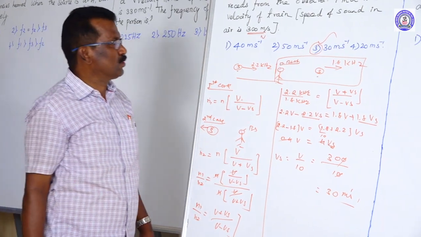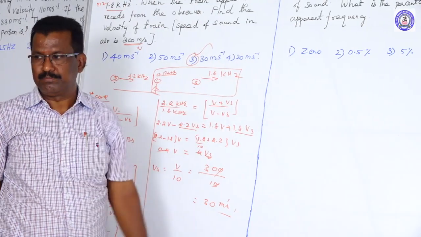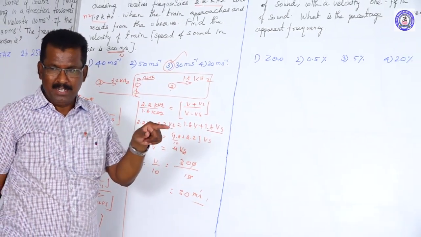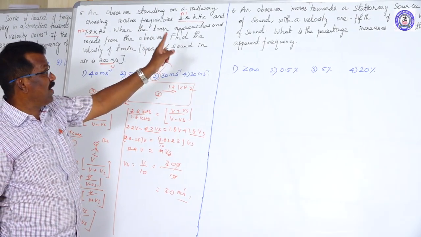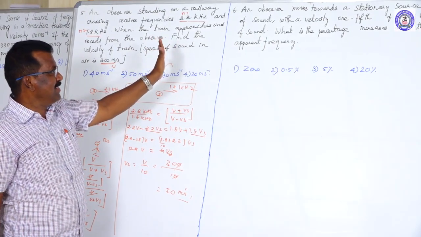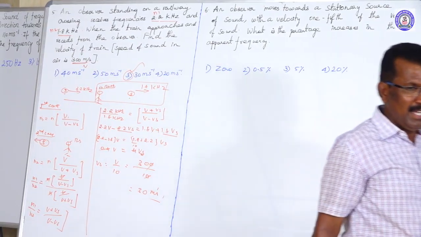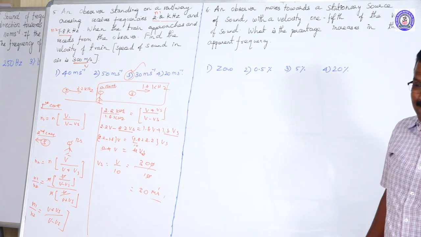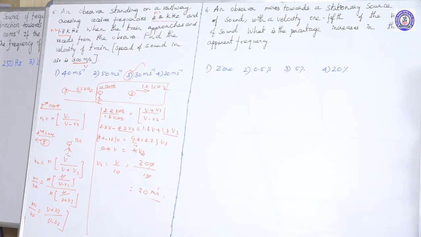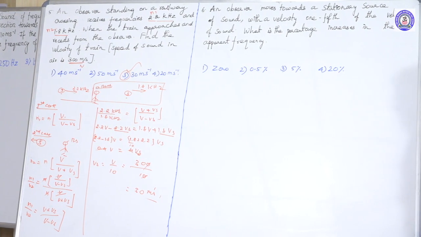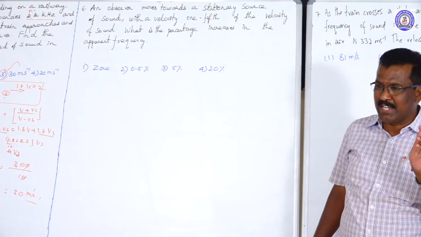Okay, move to the next one. An observer moves towards a stationary source, again the source is at rest, with a velocity 1/5 of the velocity of sound. What is the percentage increase in apparent frequency? In this situation, the observer moves towards a stationary source with velocity equal to 1/5 of the velocity of sound.